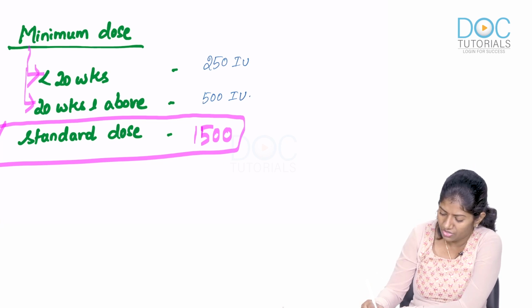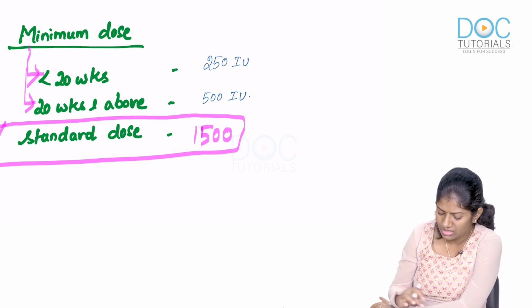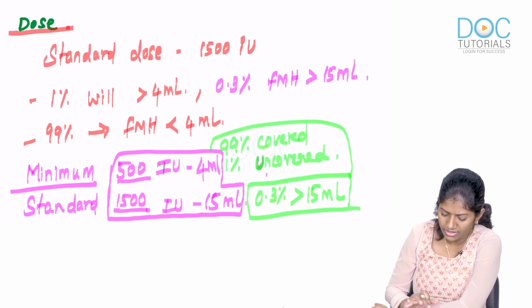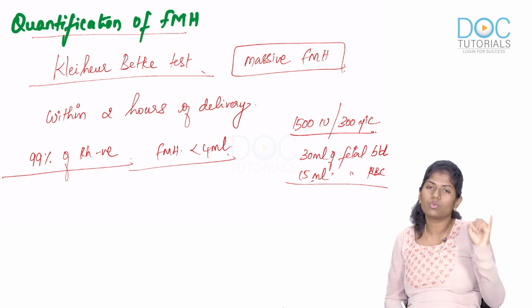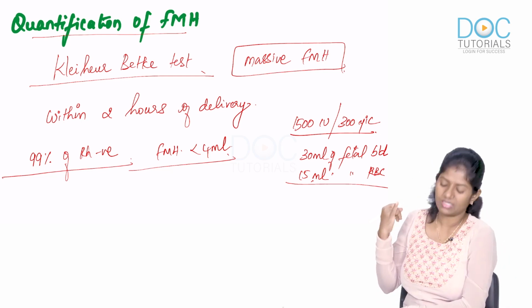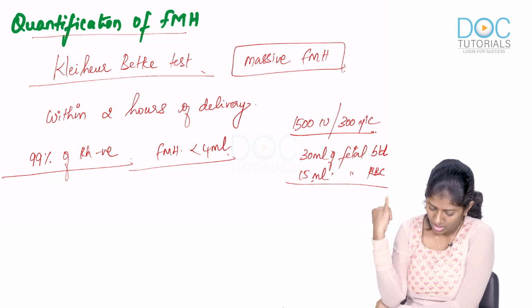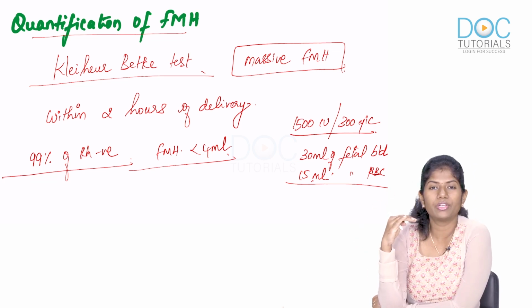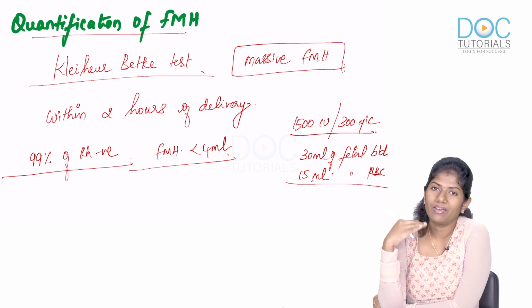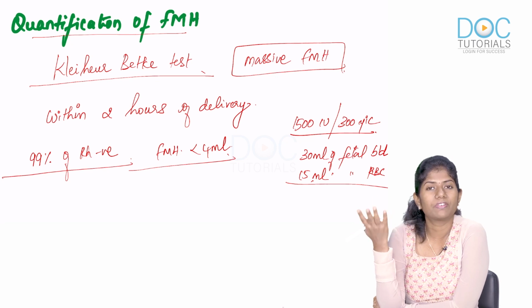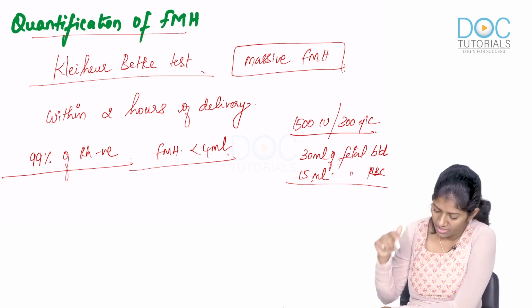This is again an MCQ. We've read some MCQs since the beginning of this GTG guideline. What all can be asked? What is the test of choice to quantify fetal-maternal hemorrhage? Answer is Kleihauer-Betke, okay. And the minimum 500 international units, how much will it cover? It will cover 4 ml. The standard 1500 international unit dose, how much will it cover? It will cover 15 ml of fetal-maternal hemorrhage, okay.